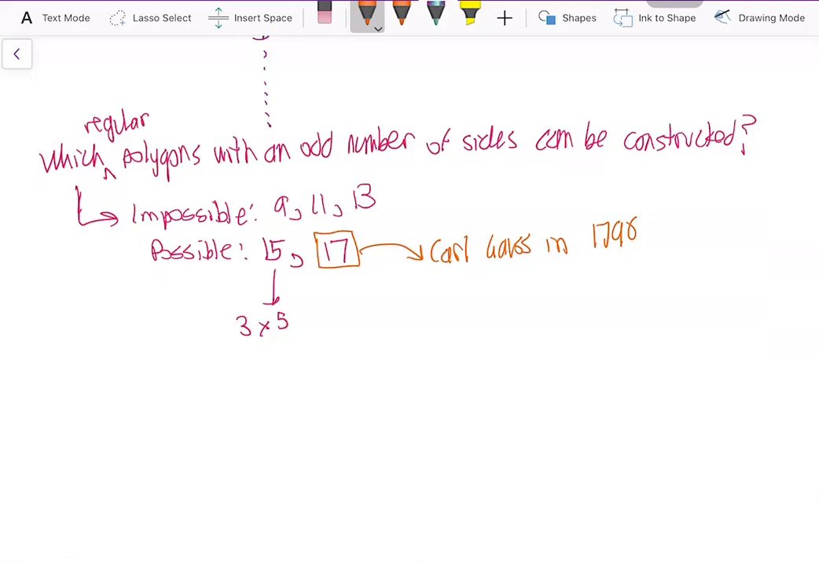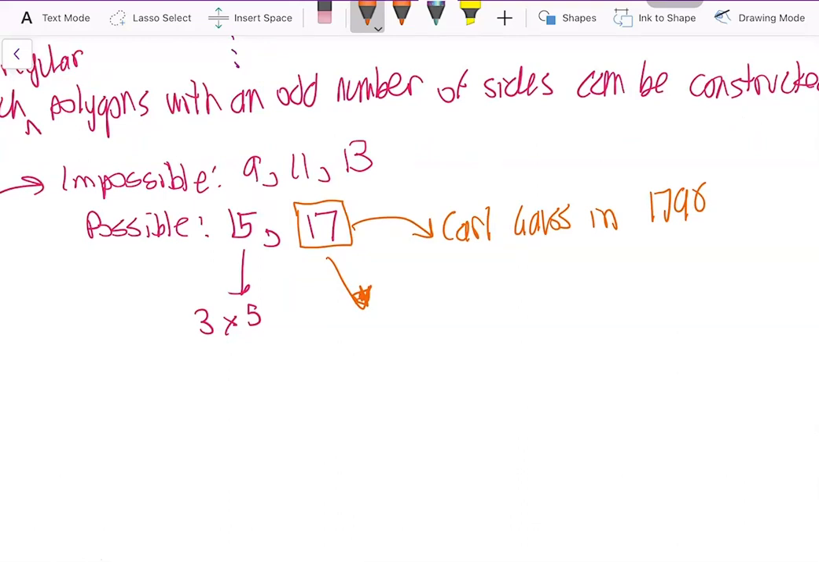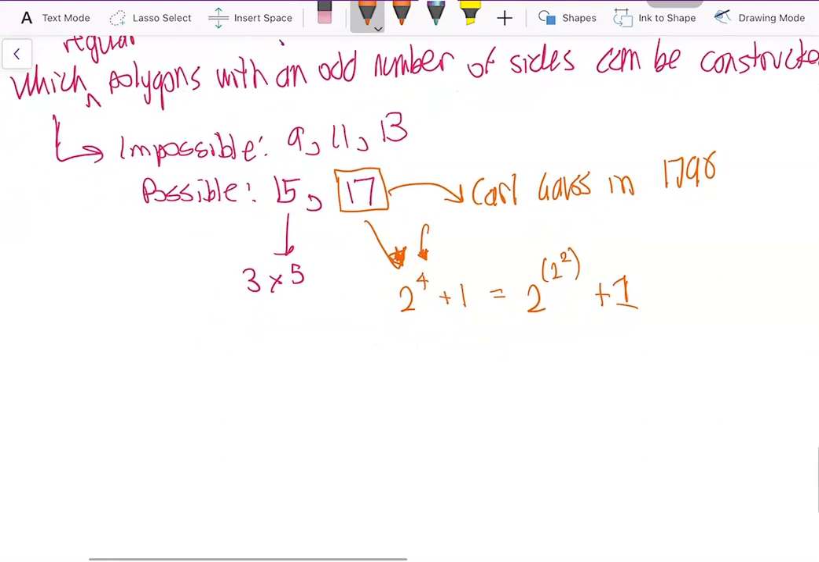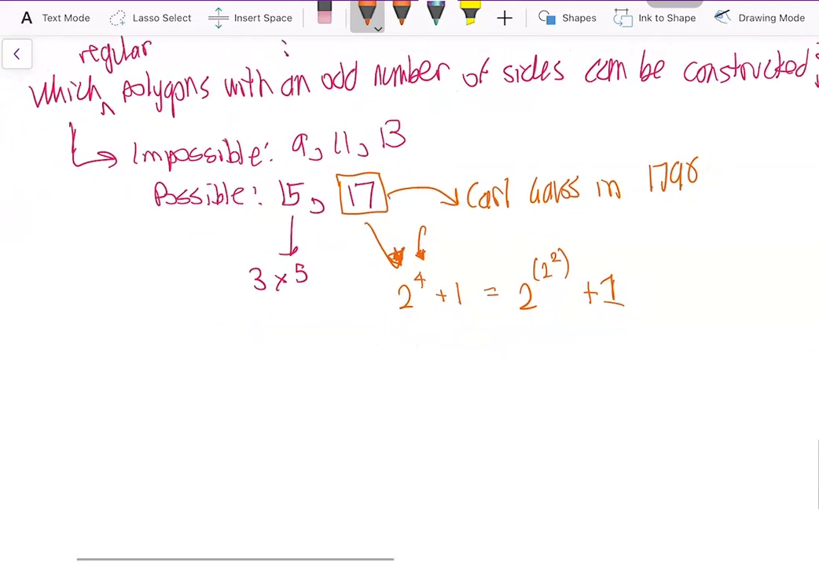Okay, so what is special about the number 17? One special thing is number 17 is 1 more than a power of 2. And it's not just any power of 2, it's 2 to the power of 4, which itself is a power of 2. So you can write it as 2 to the 2 squared plus 1. So that's quite interesting.